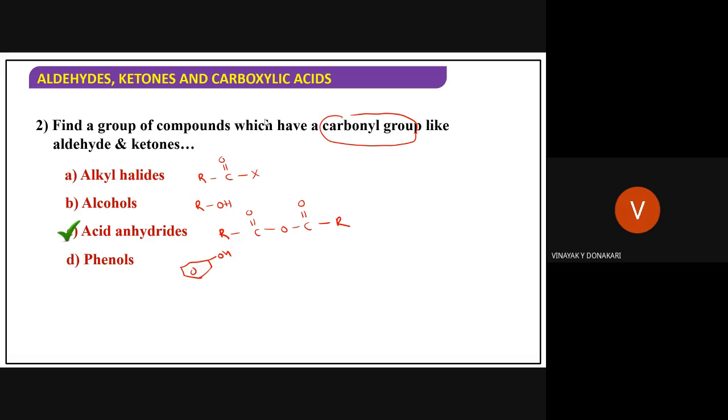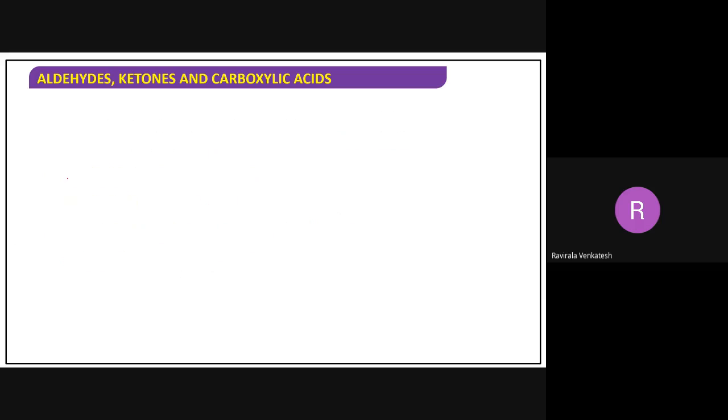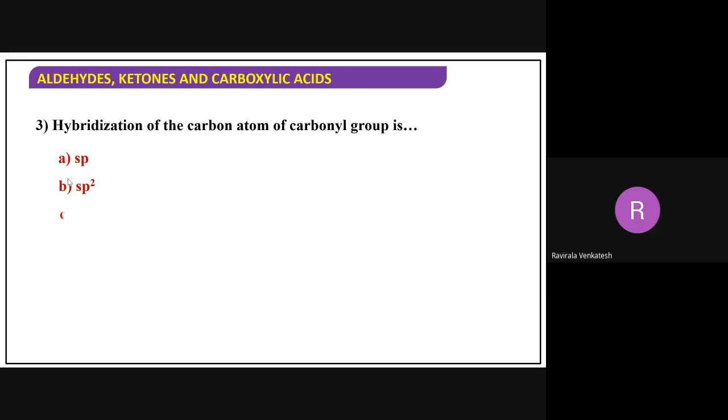Acid anhydrides. Why? Because you observe the C double bond O group is there. Here also the C double bond O group is there. So you can take even this one also as an answer. But these two are actually derivatives of carboxylic acids. They look like carbonyl compounds, but they are derivatives of carboxylic acids. What is the hybridization of the carbon atom in the carbonyl group?